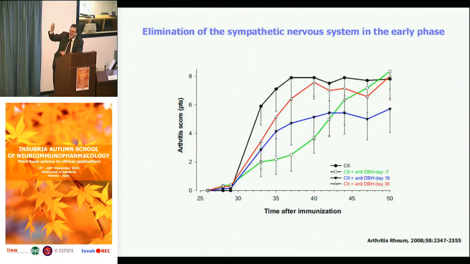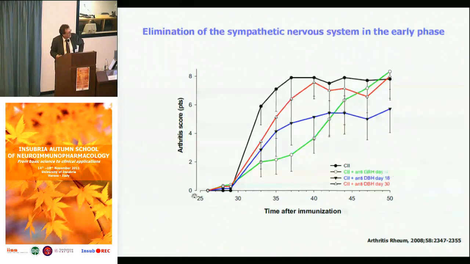Internalized, and has a saporin on the other side. And the saporin is toxic for the cell. So the entire antibody is taken up into the soma of the nerve fiber and destroys the nerve fiber within 2 to 3 days. So you can kill the sympathetic nervous system. And we did this at different time points.